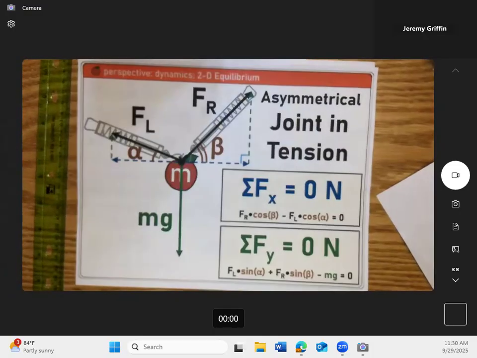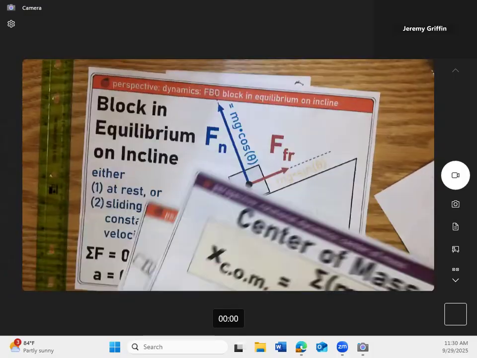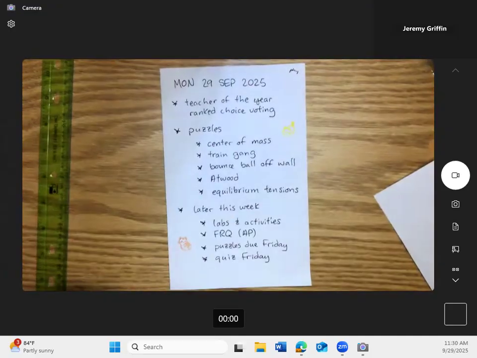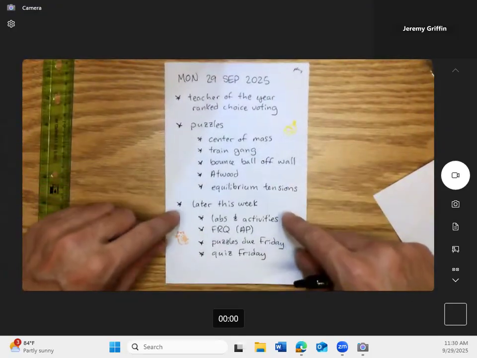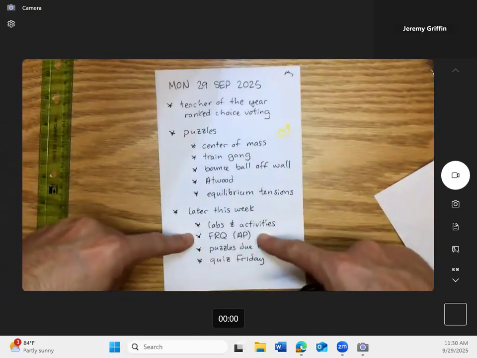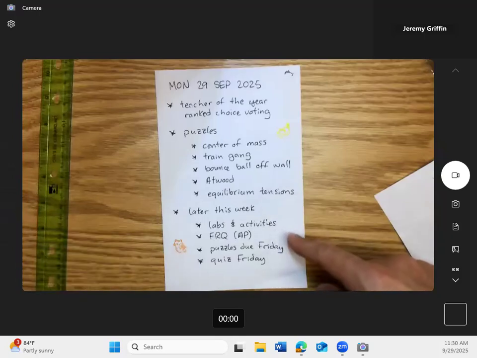And my first period class, we were also able to solve this by the end of class. Okay. And then, well, probably not the inclined so much, but here. So some of this is a little bit new, and some of these are review. We'll be doing those later this week. I have some labs and activities lined up for you later this week for AP, so you get more exposure to that.